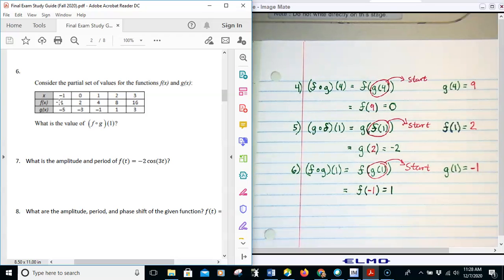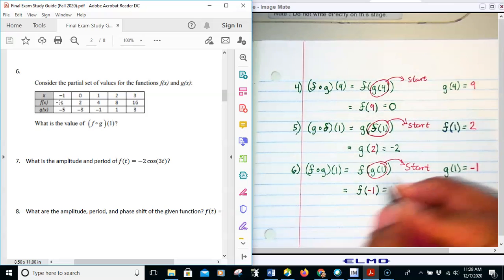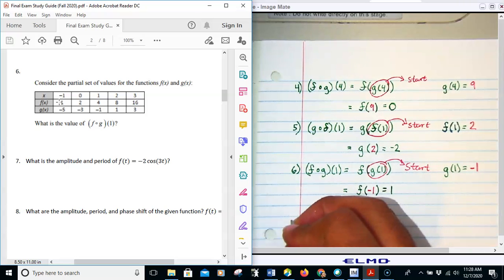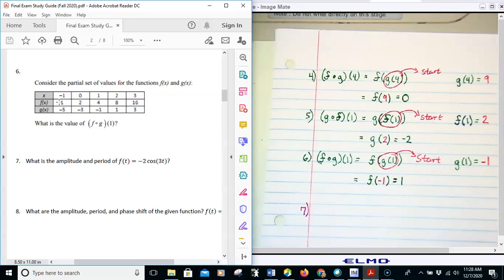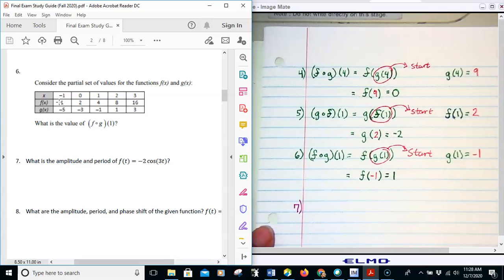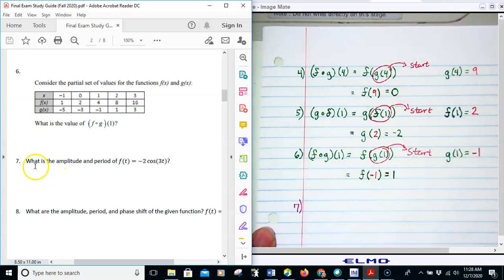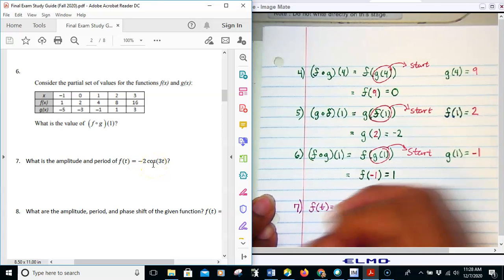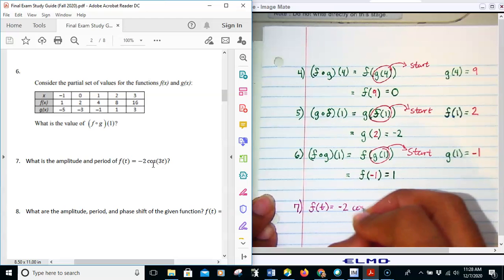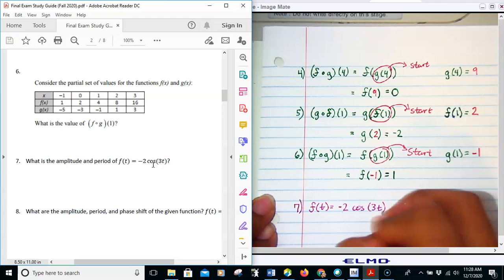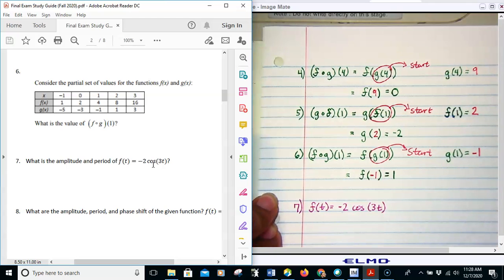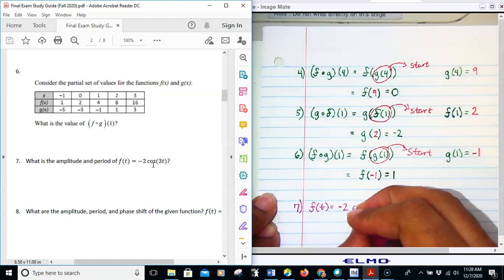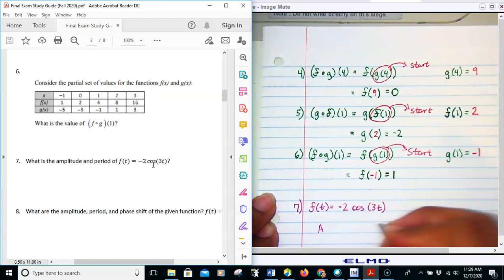All right, so let's go ahead and go to 7. We should be able to do 7 and 8 here so that we can go ahead and do our transformations, or our trig transformations. All right, so for 7, it says to find the amplitude and the period of this function. So f of t equals -2 cosine 3t. Okay, and with that, we're finding our amplitude and we're going to find our period. So let me leave these spaces here for these.